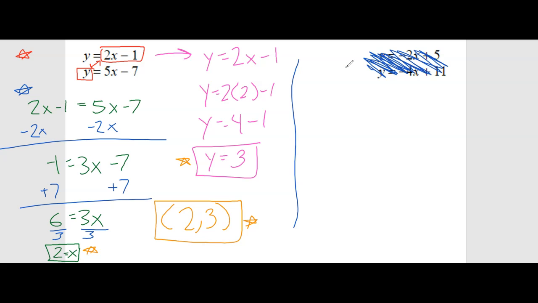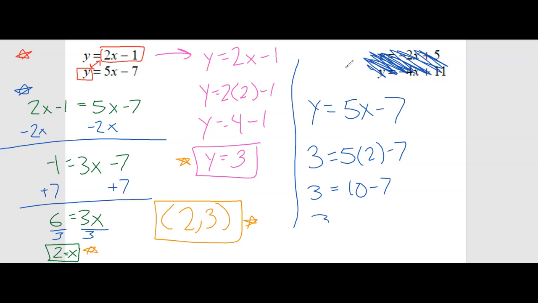We're now doing this equation. So I have y is equal to 5x minus 7. Well, I know that y is 3 and x is 2. 5 times 2 is 10. 10 minus 7 is equal to 3. So you can see that those numbers also work for the bottom equation as well.